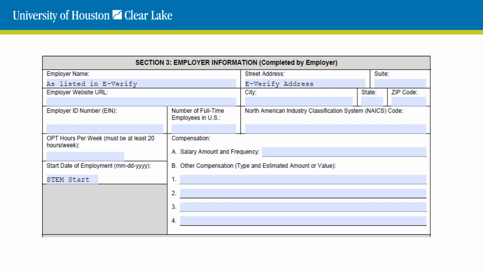If, however, you are completing this form because of a change in employment while on STEM OPT, the start date would then be the start date with the new employer. You are required to complete the compensation area. This information is kept confidential. The Department of Homeland Security wants to ensure that all students are paid similarly to a U.S. worker, and so this information is used for this reason only.